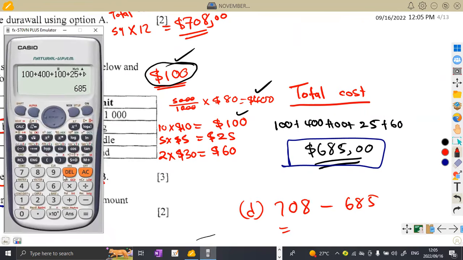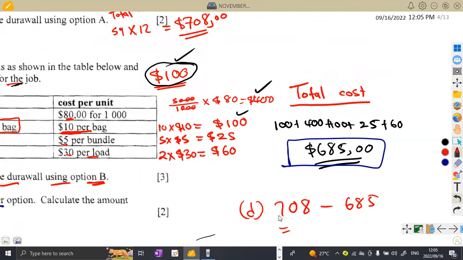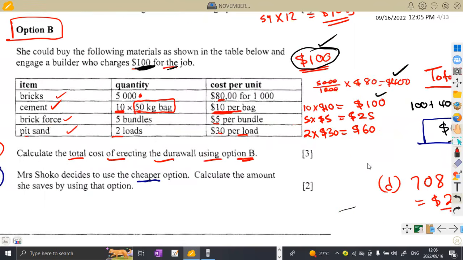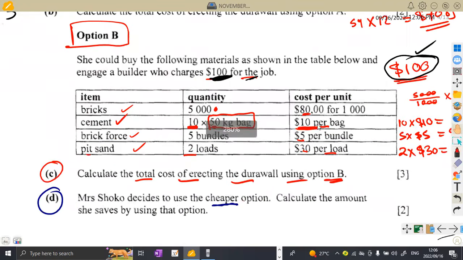Okay, so that's 708 minus 685. If we subtract 685, we are going to obtain 23. So she only saved $23. So this is the amount of money that she is going to save from the information that we were given before. So please, guys, make sure that you understand, take your information properly. By doing so, you're going to see that it's actually nothing. So that's what we had on this part, which is our B.